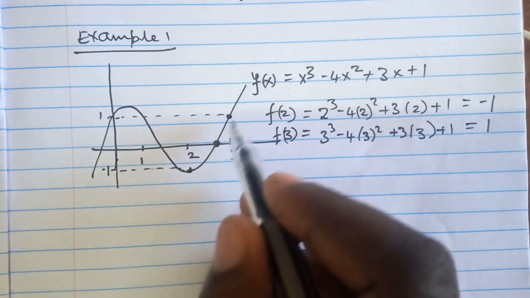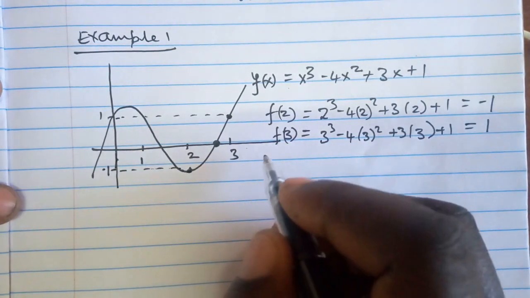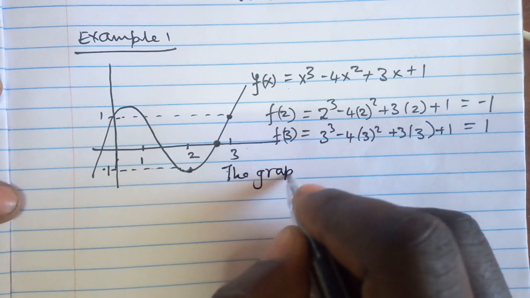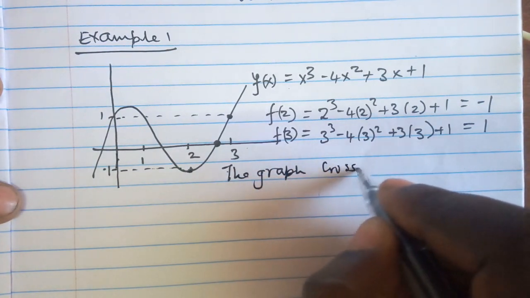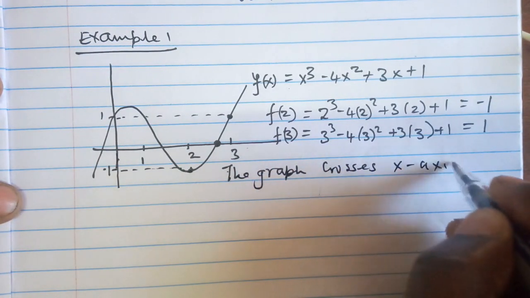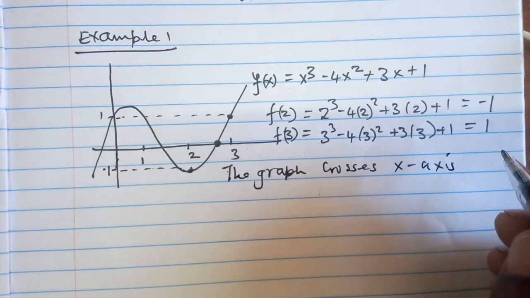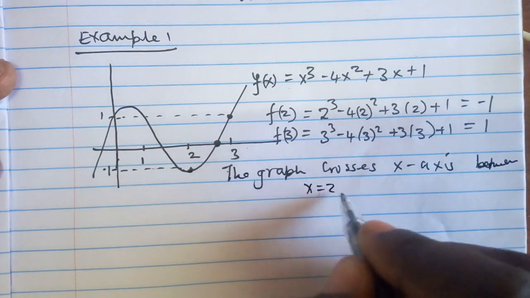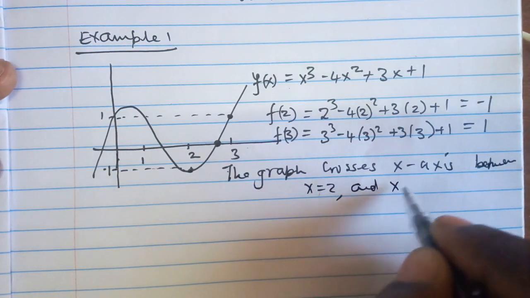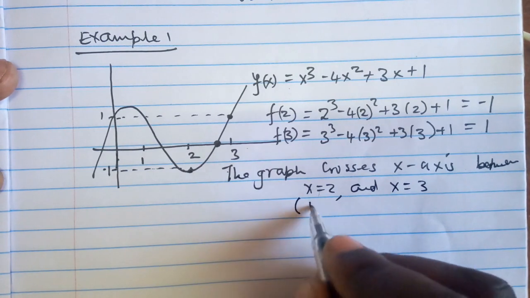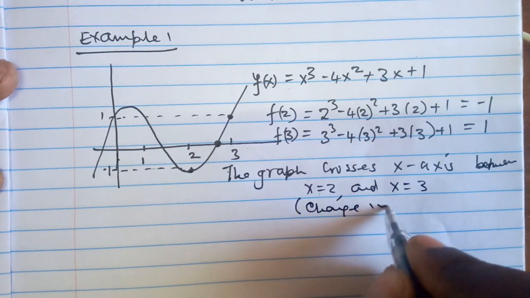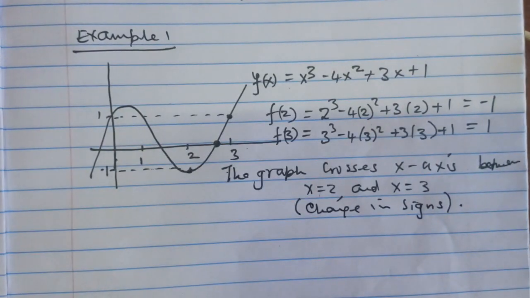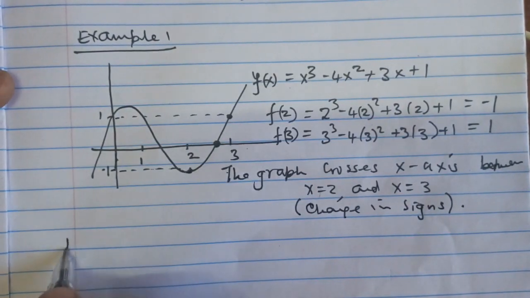It changes sign. So our ultimate answer to this one is that the graph crosses the x-axis between x equals 2 and x equals 3. In other words, there is a change in sign.